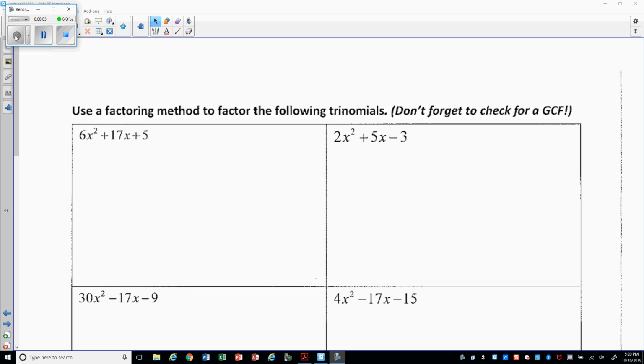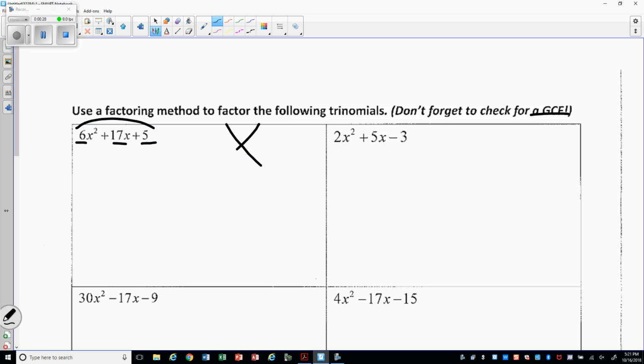Okay, so we're factoring these different polynomials, and we always check for a GCF first. I have a 6 here, so I want it to be a 1, but that does not go into either of these. So I'm going to use my box method, right? And I'm going to make it a 1 by multiplying 6 times 5.